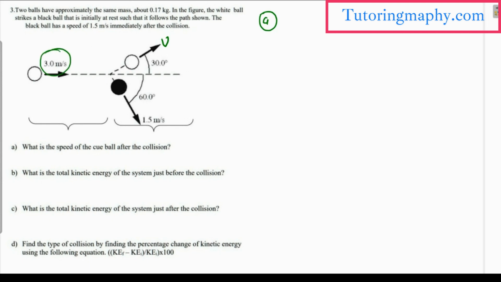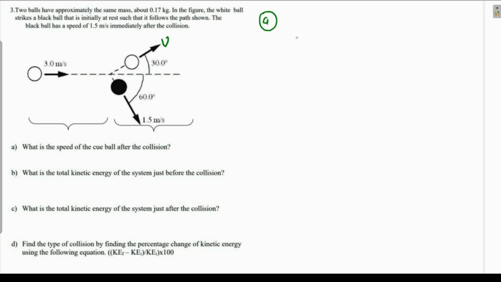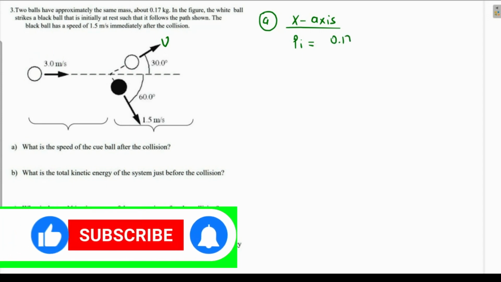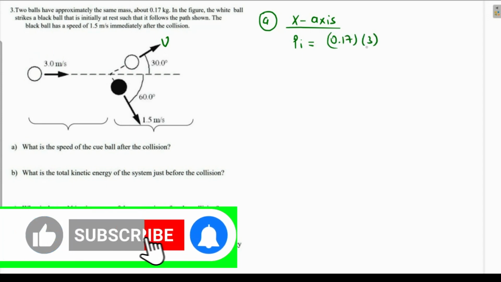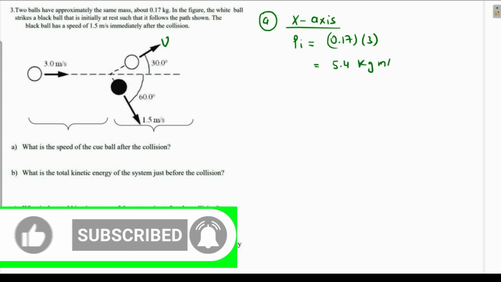The white ball was initially moving at 3 meters per second, and the black ball has a speed of 1.5 meters per second immediately after the collision, right? Okay. So initial momentum, and I'm talking about the x-axis, momentum towards the x direction. The initial momentum is, of course, the mass times velocity, which is only because of the white ball. So mass is 0.17, and the velocity is 3.